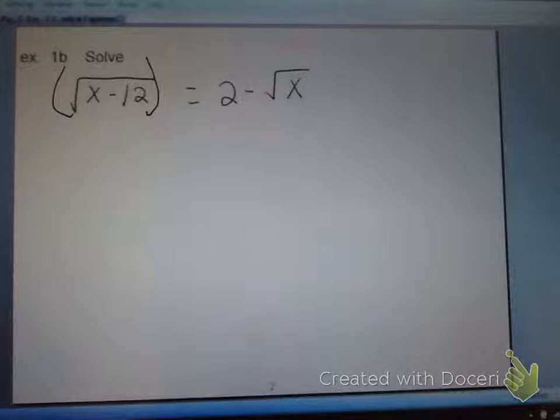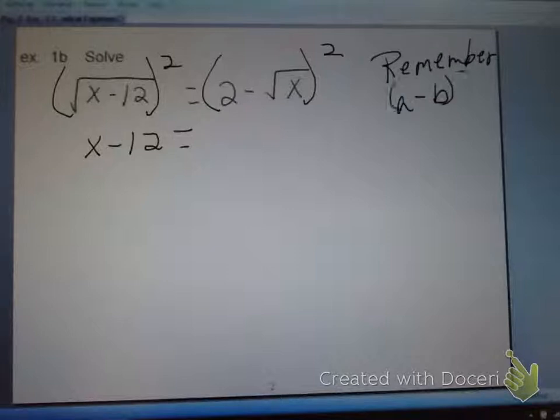Okay, example 1b. We already have the very first radical isolated, so we are going to square both sides. When we square the left side, it just falls out. But when we have this binomial, 2 minus square root of x, squared, remember, if you had a minus b quantity squared, you square the first term, multiply the two terms together and double it to get negative 2ab, and then square the last term. So that's what we're going to do over here.